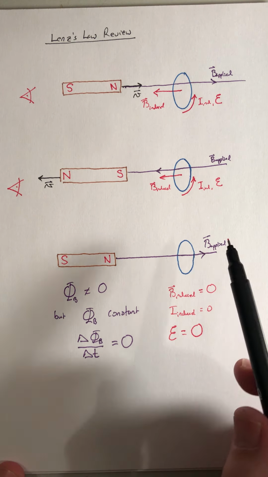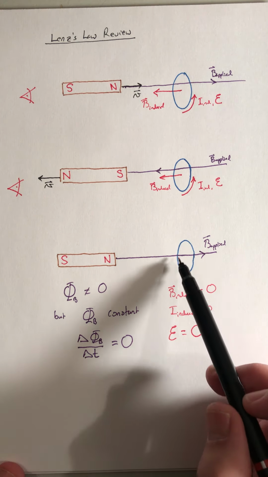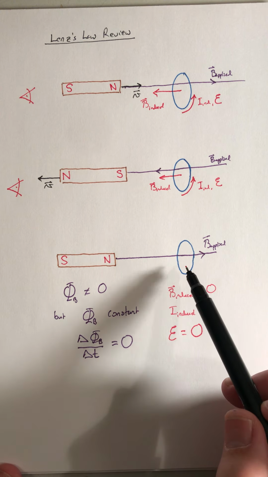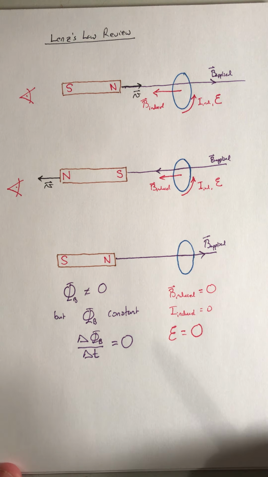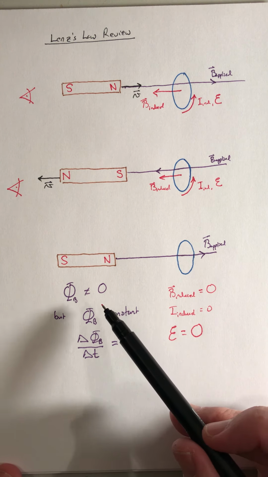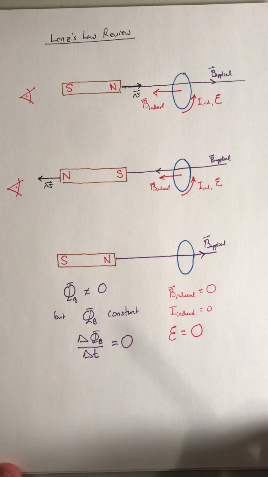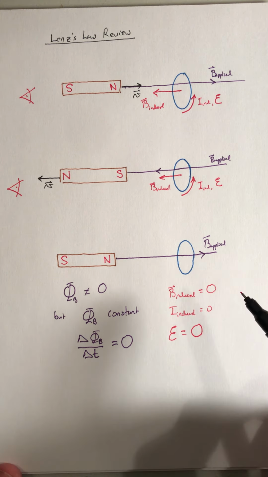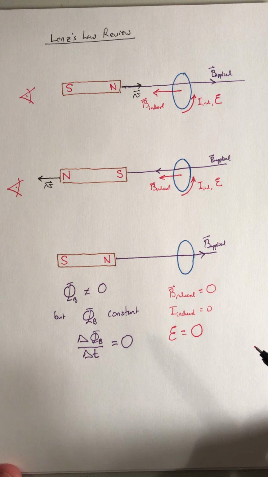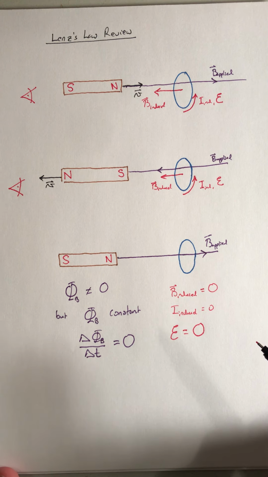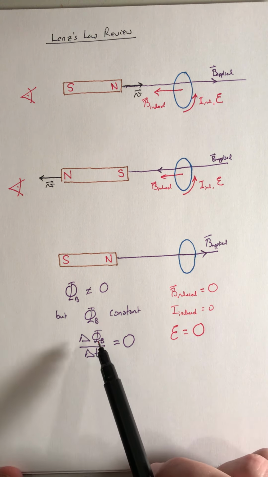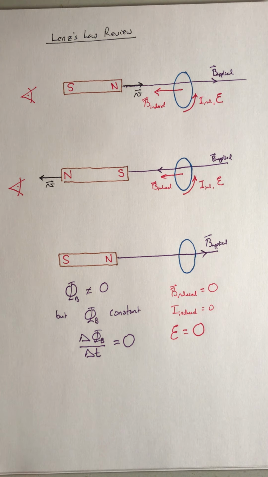For there to be an induced EMF in this conducting loop, some aspect of the magnetic flux has got to change. Either the strength of the magnetic field, or the area of the loop, or the orientation of the magnetic field relative to the loop has to change in time. If the flux remains constant, then the induced EMF is always 0.